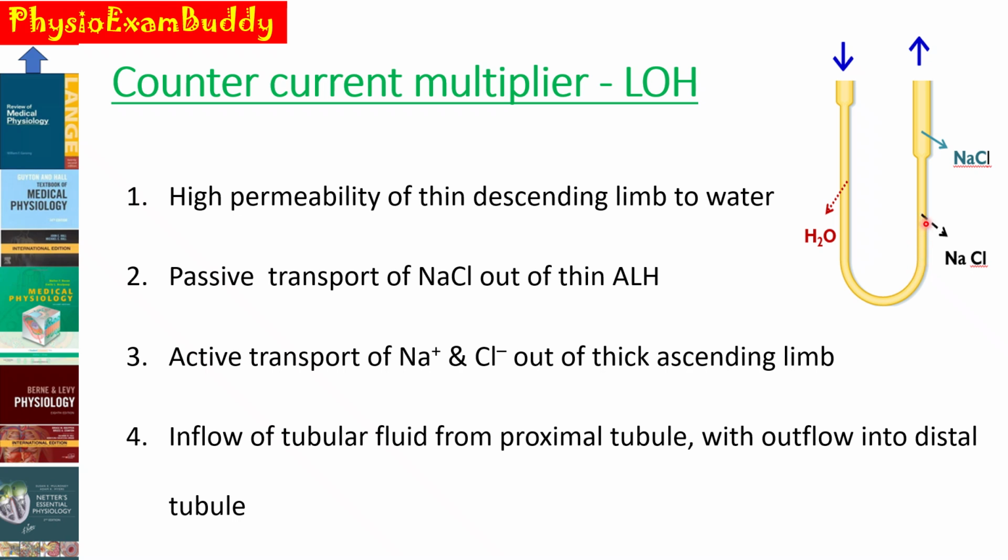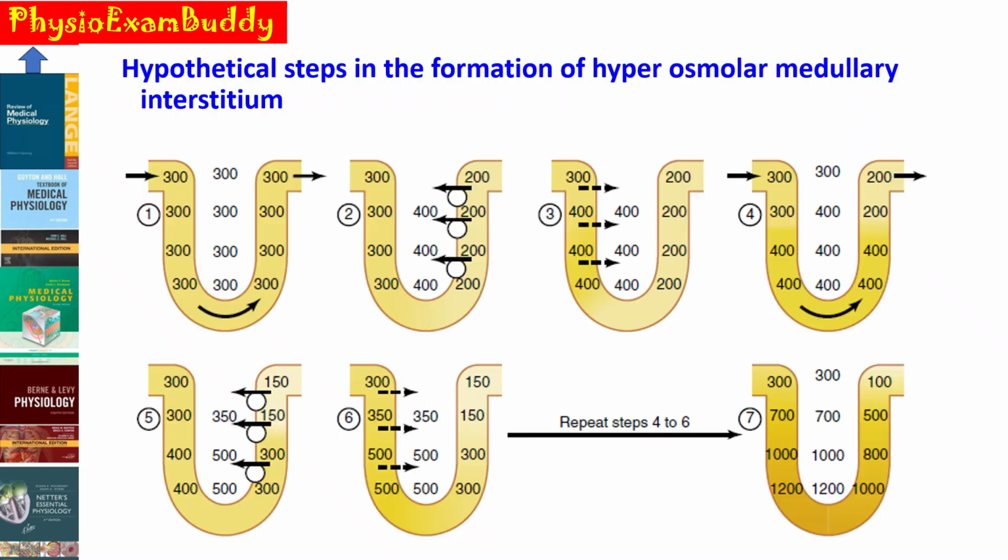Whereas in the thin portion of the ascending limb, there occurs passive transport of sodium chloride. Whereas in the thick part of the ascending limb, there occurs active transport of sodium and chloride out to the medullary interstitium. Along with that, there occurs an inflow of the tubular fluid from the proximal tubule to the outflow into the distal tubule. So these are the four main events that are happening in the loop of Henle. So how it will multiply the osmolarity in the interstitium by the counter current multiplier mechanism, we will see.